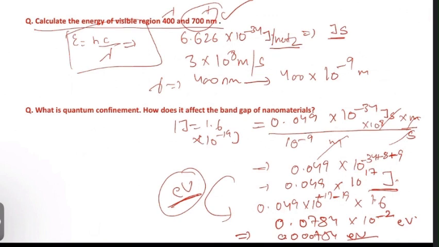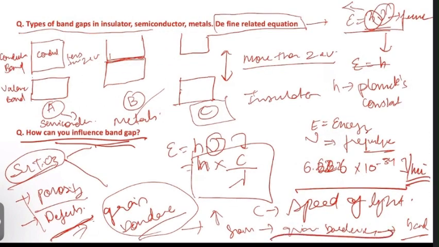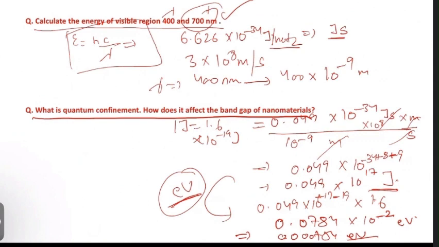Next question. What is quantum confinement and how does it affect the band gap of nanomaterials? Here what we have to discuss is how the grain boundaries affect the band gap and how it is related to quantum confinement. Can anybody explain?